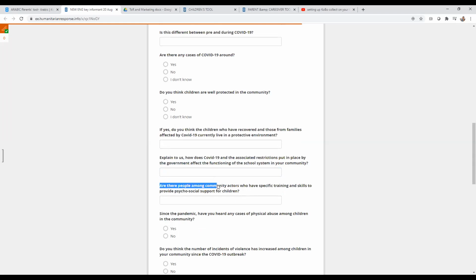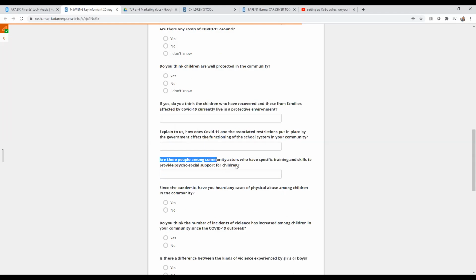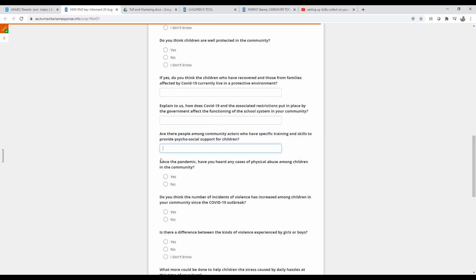The next question is about, are there people among community actors who have specific training and skills to provide psychosocial support for children? So are there any people with experience to provide psychological first aid or any other kind of support to children? And you can specify here.